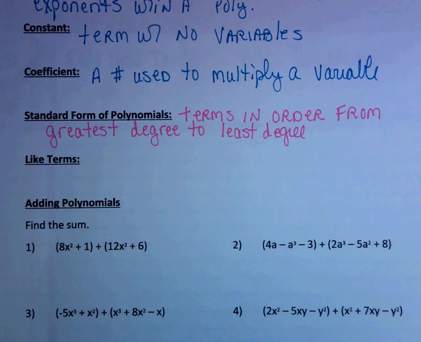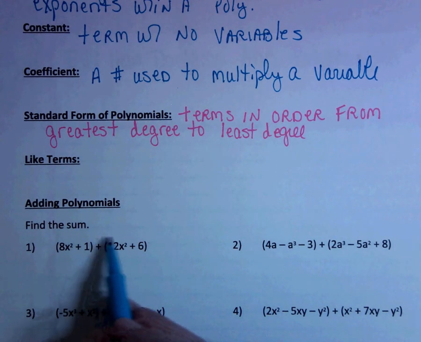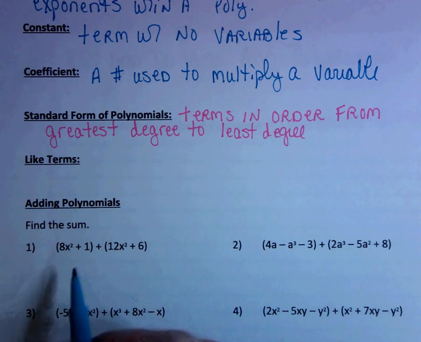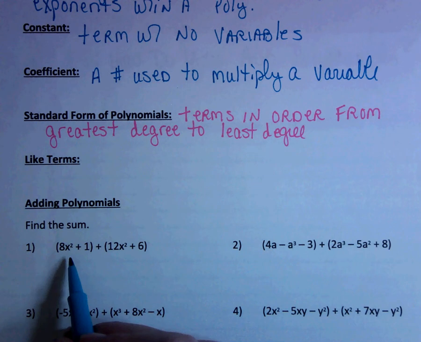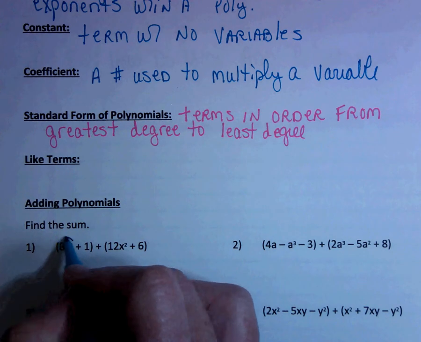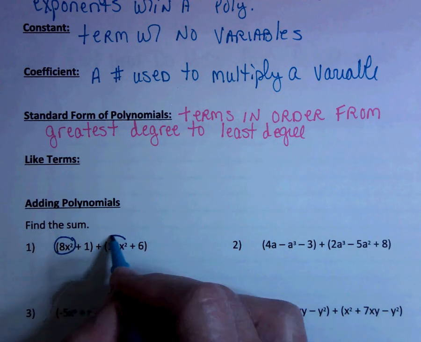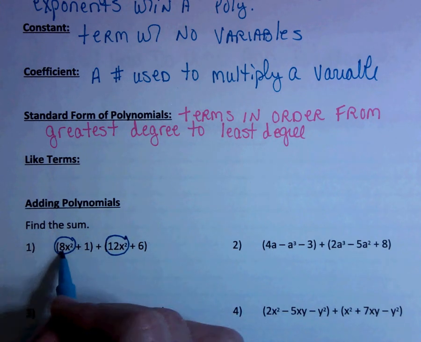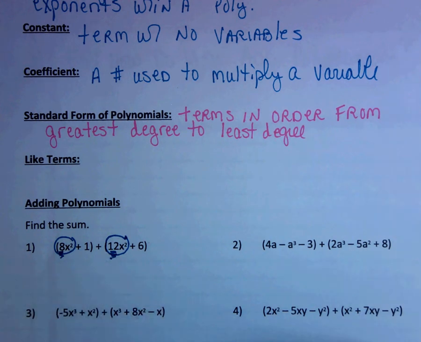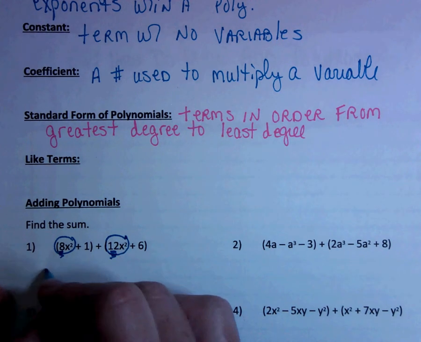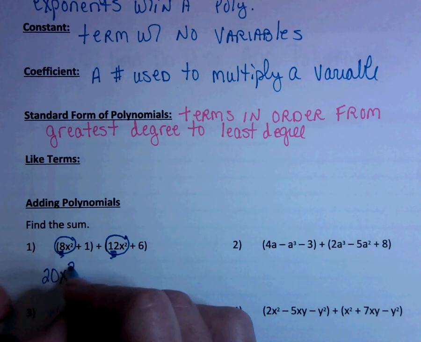Adding is pretty easy because this addition sign doesn't change any of the signs behind it. So really all we're doing here is combining like terms. And remember, like terms have to have the same variable part or no variables, like they're both constants. Okay, so our like terms here, we have 8x squared plus 12x squared. Now remember, when we add, all that changes is the coefficient. That variable part, x squared, doesn't change. So 8 plus 12 is simply 20x squared.